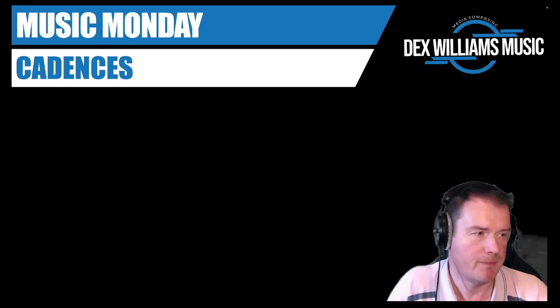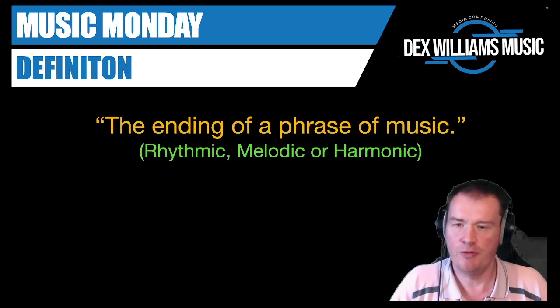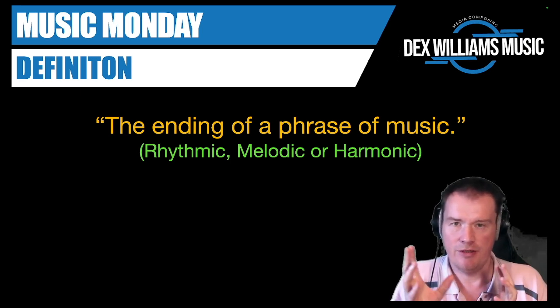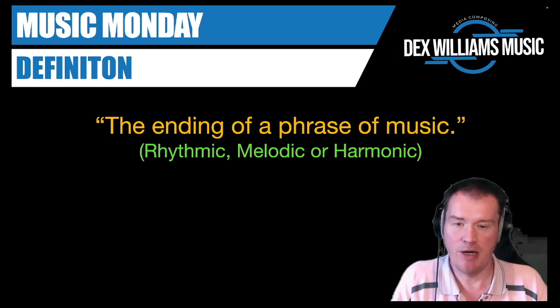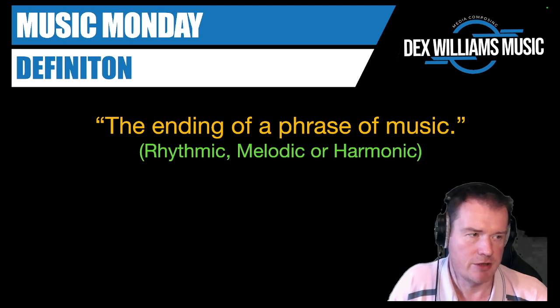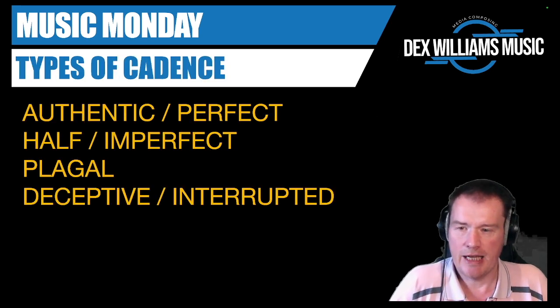So the definition of a cadence: it's the ending of a phrase of music. So not always the very end, it can be part way through. And it could be rhythmic, melodic or harmonic, but generally when we explain these things, we are talking about harmonic resolutions.